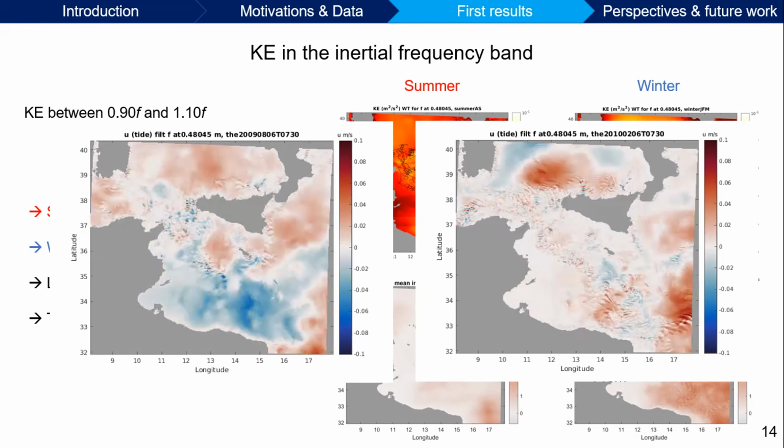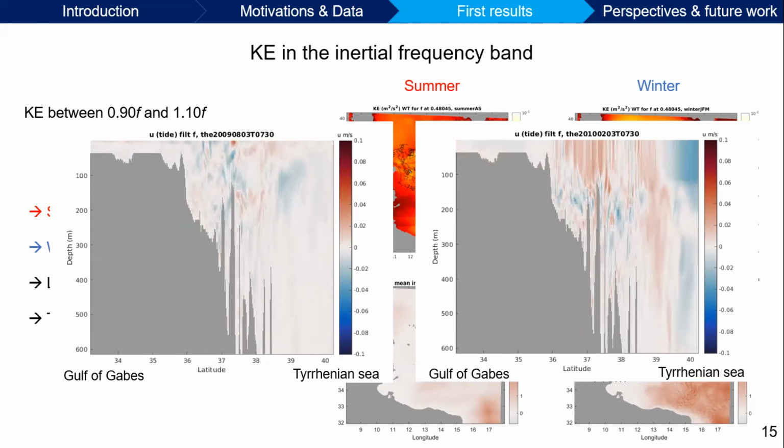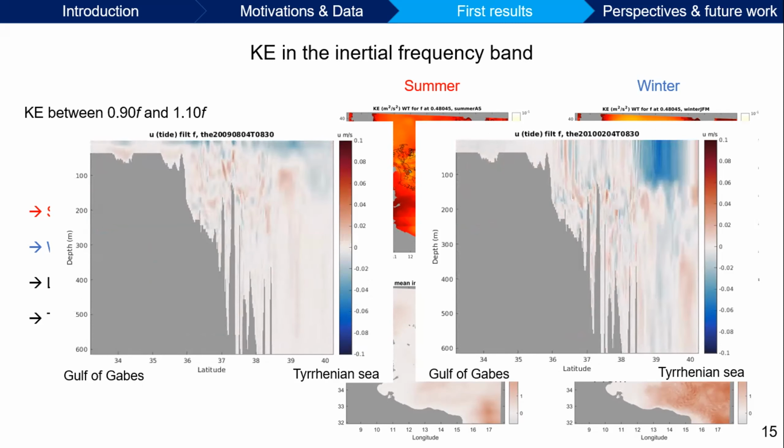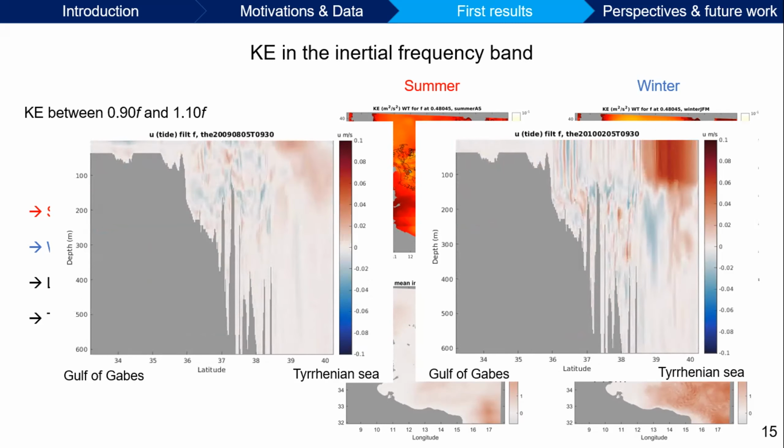And if we look at the vertical, here we look at a north-south transect from the Tyrrhenian to the Gulf of Gabes. You can see that the channel is also too shallow to permit the motion to go through it.